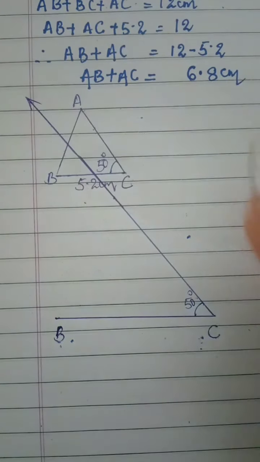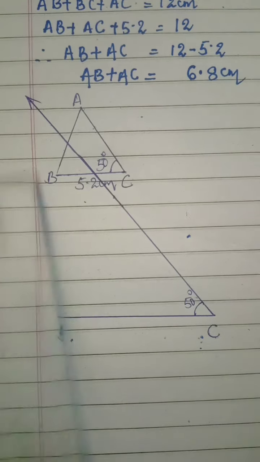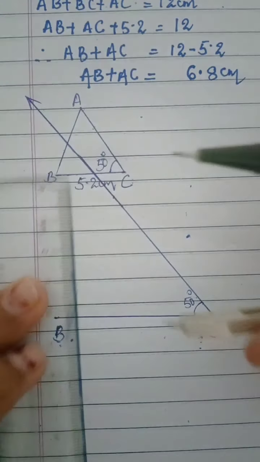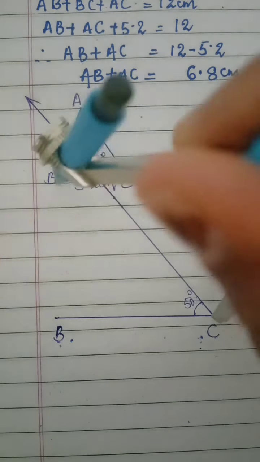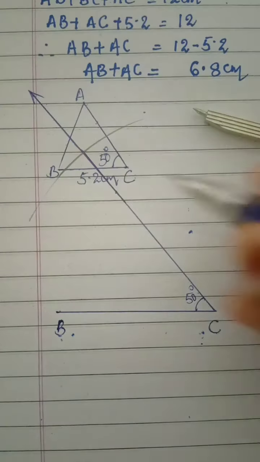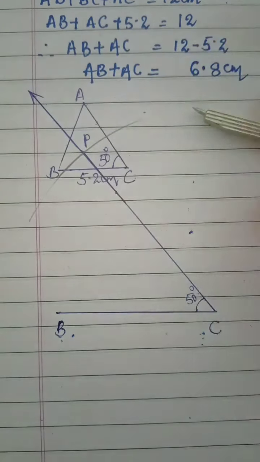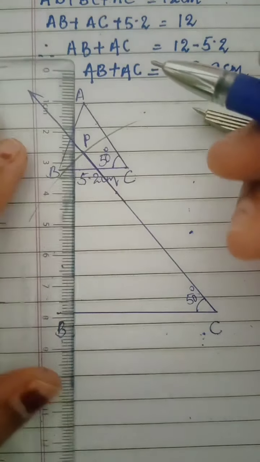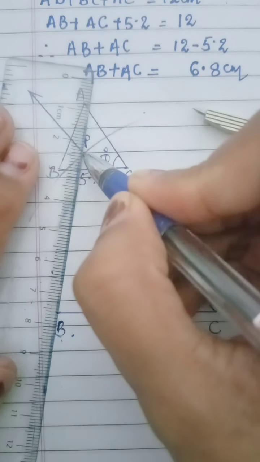Now on this ray, you will take the sum of two sides, 6.8. On your compass, take 6.8 centimeter, keep it on point C and draw an arc. Now this point, we will name it another letter. It's not A, this time I'll take it as P. Let this point be P. Now join P to B.